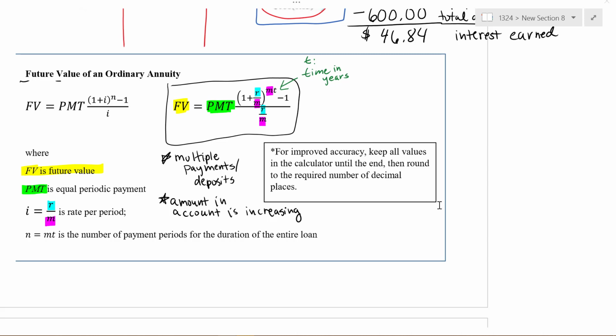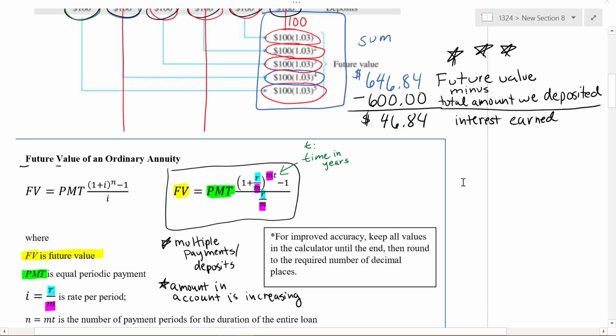So one little note that we have here, for improved accuracy, keep all values in the calculator until the very end and then round at the very end to the number of required decimal places. Okay, so that's usually to the nearest cent or to the nearest 2 decimal places. We don't want to round and then put the values into the formula. We want to put everything into the formula and wait to round until the very end. So let's use this formula for the example that we have above.